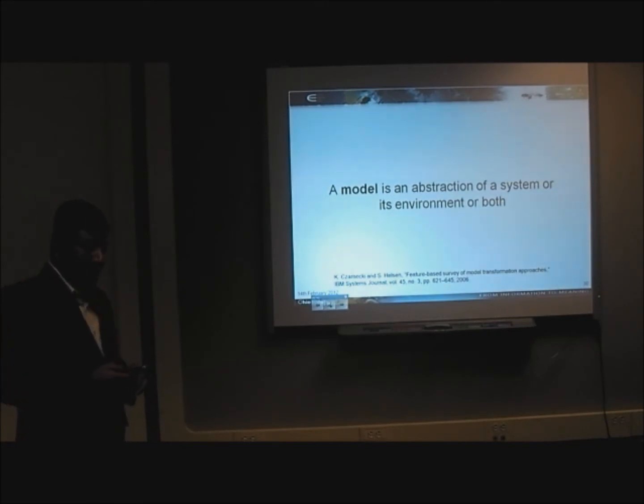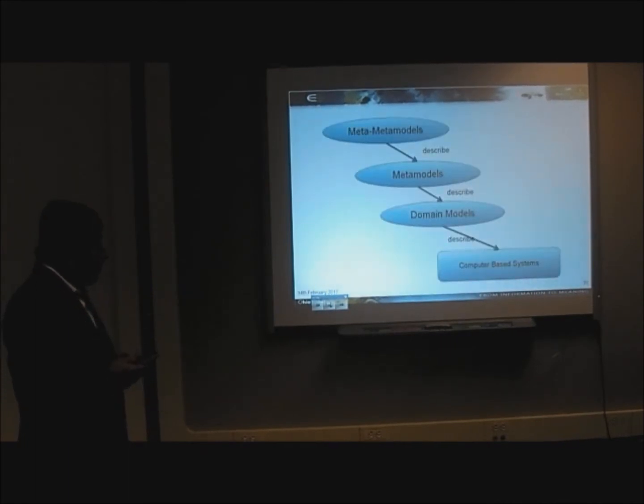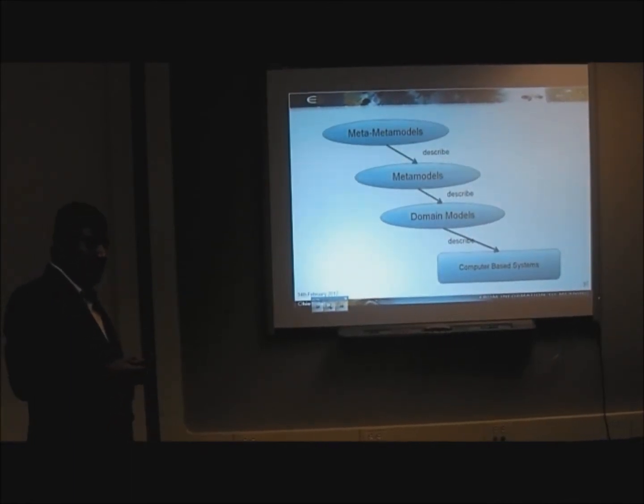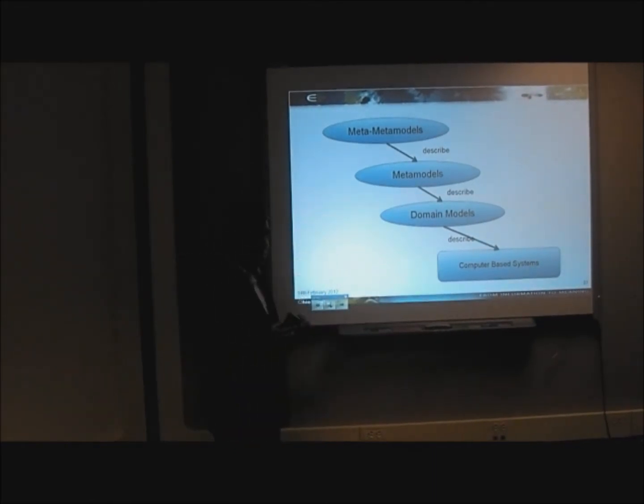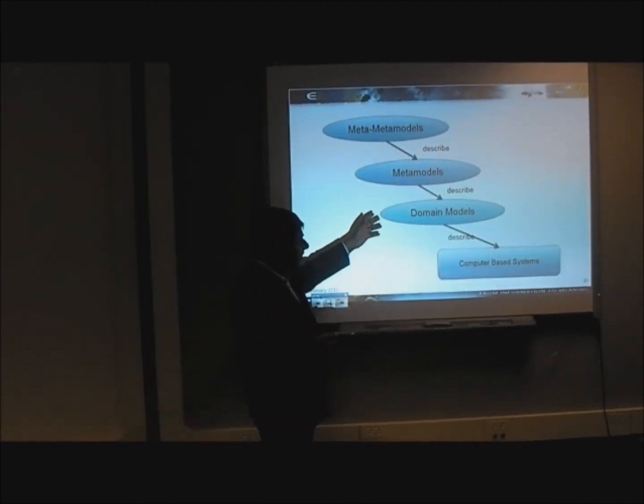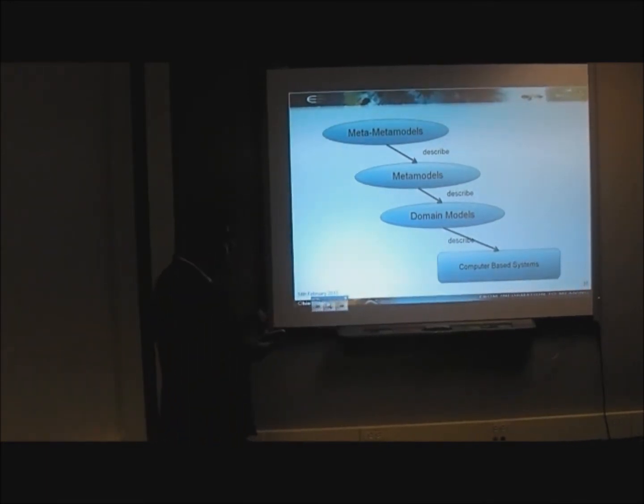A model. Models are abstractions. In the software context, models are abstractions of systems, or their environment, or all that it cares about. This is what we call the modeling hierarchy. The people who do model-centric computing have this notion of a domain model, which we are going to come to. A domain model is an abstraction of a domain, if you think of a model as an abstraction. And the domain abstractions describe a computer-based system.